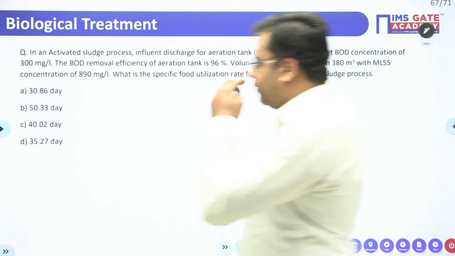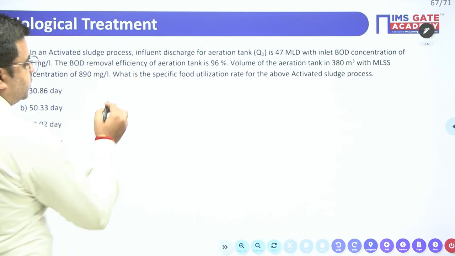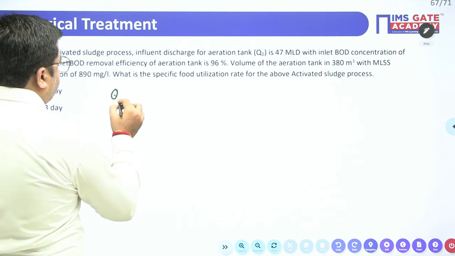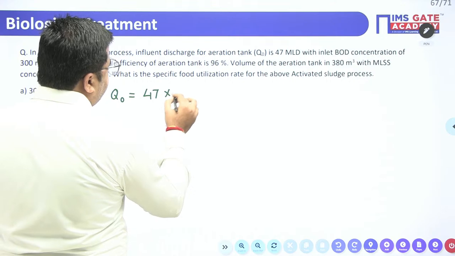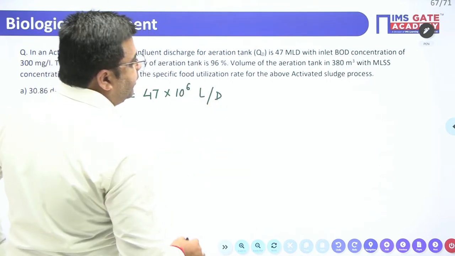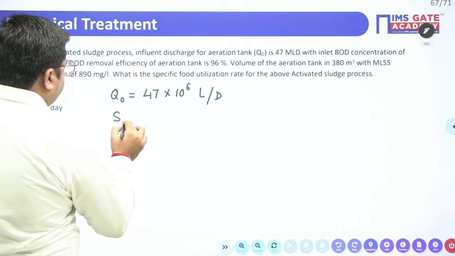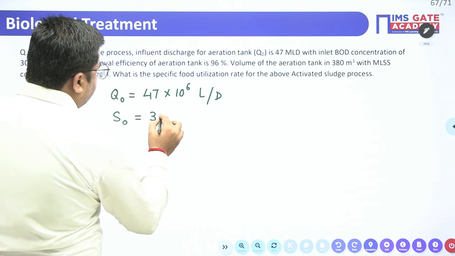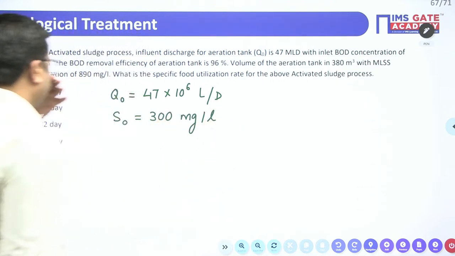So specific food utilization rate, right? We are given the activated sludge process. We have Q0 as 47 MLD, that is 47 into 10 raised to the power 6 liters per day. Then we have the inlet BOD concentration of 300 milligram per liter, so S0 is 300 milligram per liter.